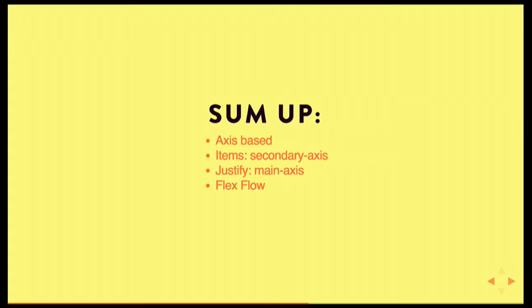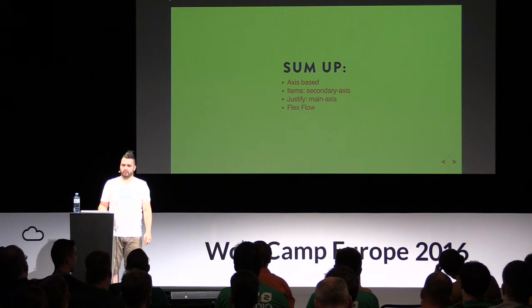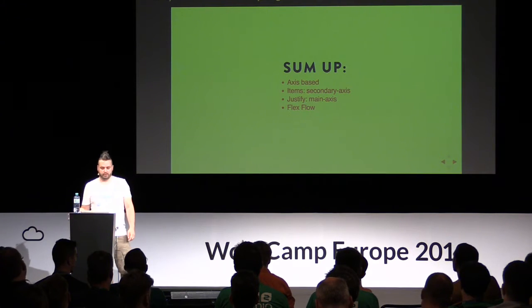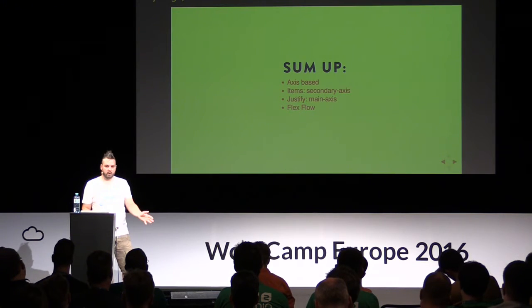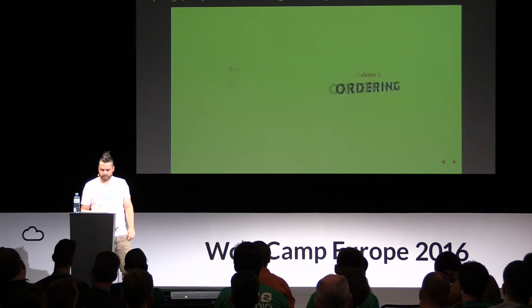So, a quick sum up. Alignment in Flexbox is completely axis-based. Beware that axes tend to differ when you have a column or a row display mode. Align items allows you to align stuff on the secondary axis, and justify content allows you to align stuff on the main axis. And with flex flow, you get the power to basically add new rows as you go. So your content can grow as big as you want. CSS will have your back.